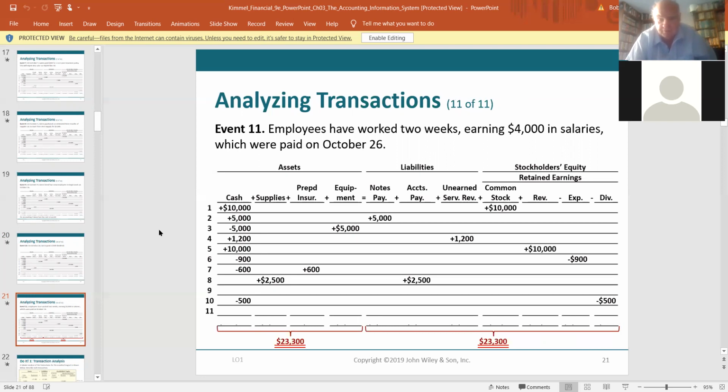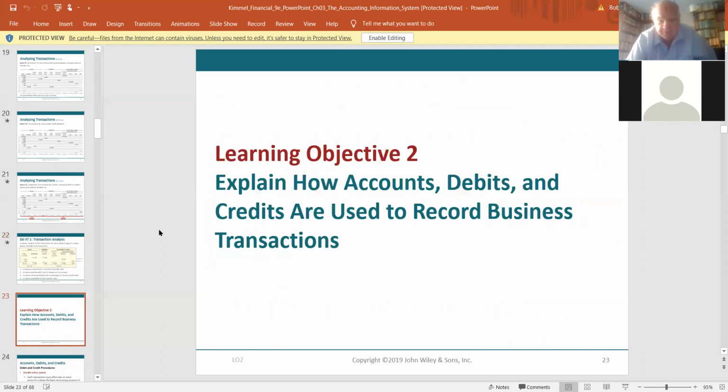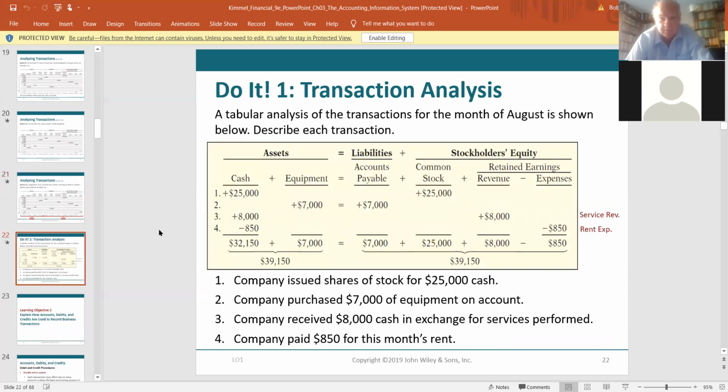Employees have worked 2 weeks, earning $4,000 in salaries, which were paid on October 26th. So here we're going to have salaries expense. And it looks like for some reason they skipped that one. You notice that? They stopped at 500. Number 11, you would have seen a $4,000 reduction in cash and then a $4,000 increase in expense. So there's a mistake in the textbook. And here we go. Let's take a look at it.